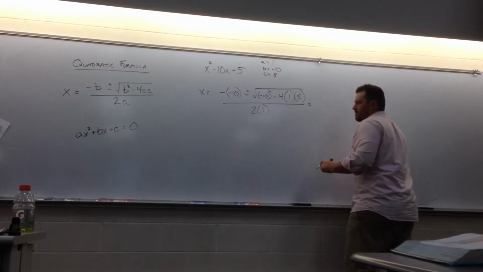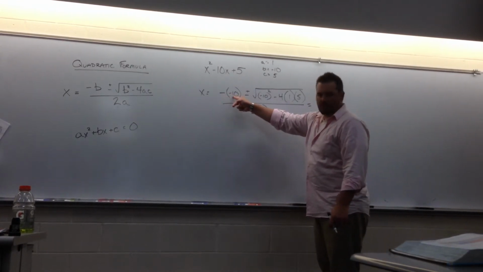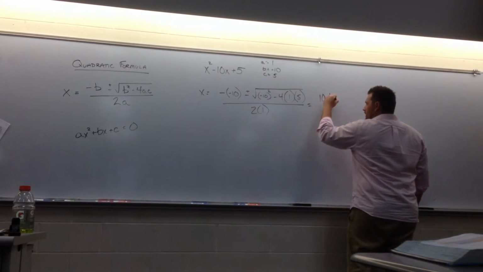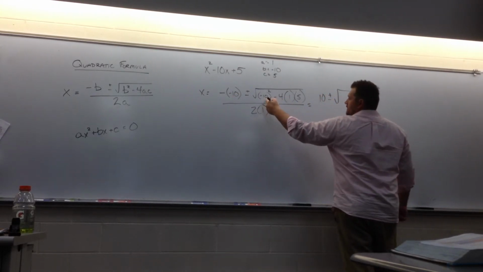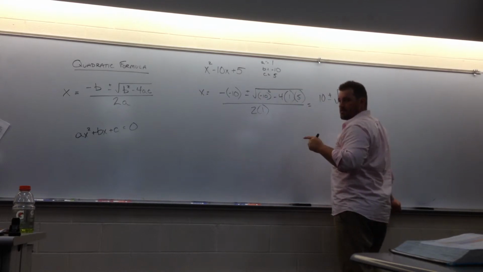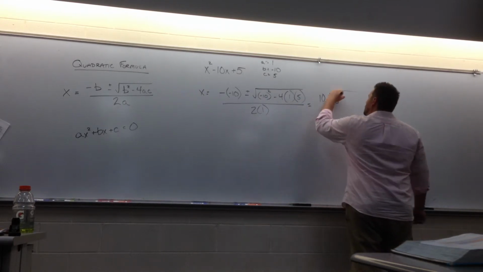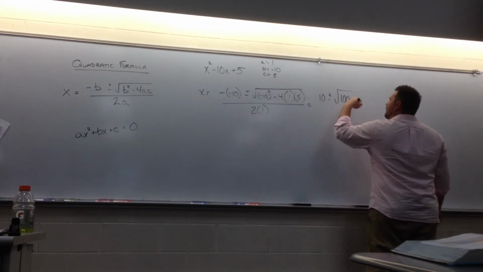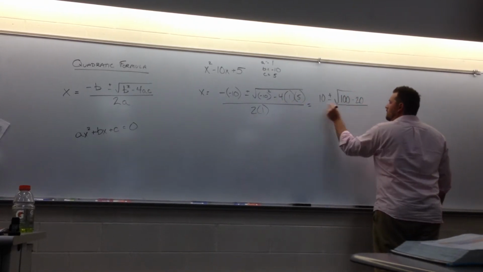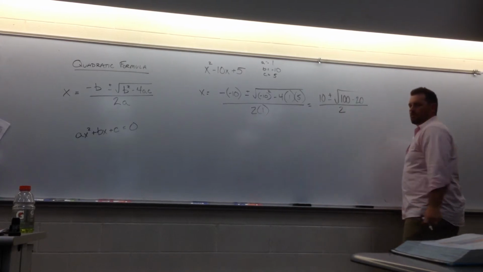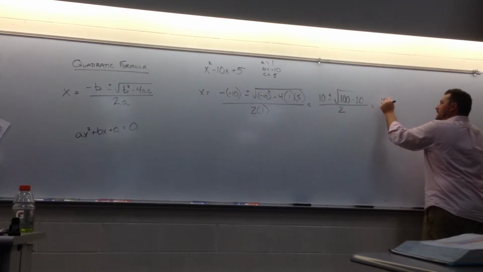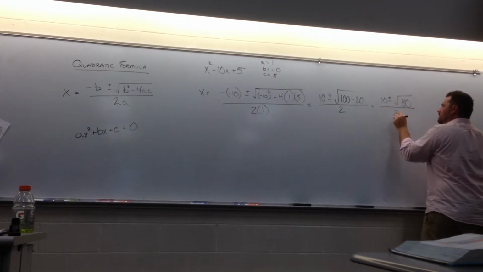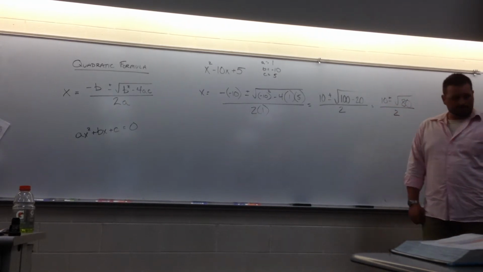So now I can start simplifying. The negative of -10 is +10. Plus or minus. -10 times -10, or -10 squared, is what? 100. Minus 4 times 1 times 5? 20. All over 2. Or 10 plus or minus the square root of 80 all over 2. Right?